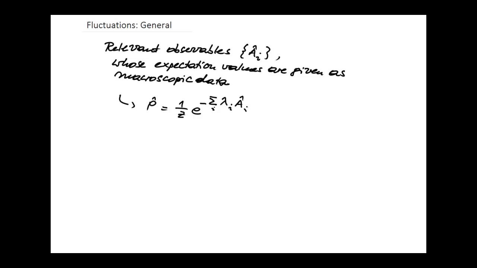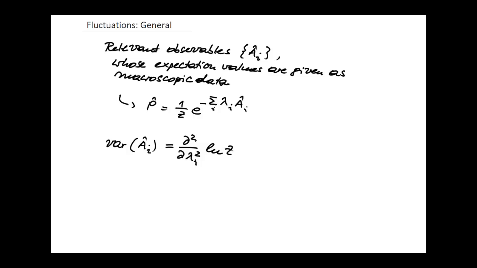Now for this general case, the variance of one of these relevant observables, so again, this is a measure for the size of fluctuations of this particular relevant observable, is given as the second order partial derivative of the log of the partition function with respect to the associated Lagrange parameter.